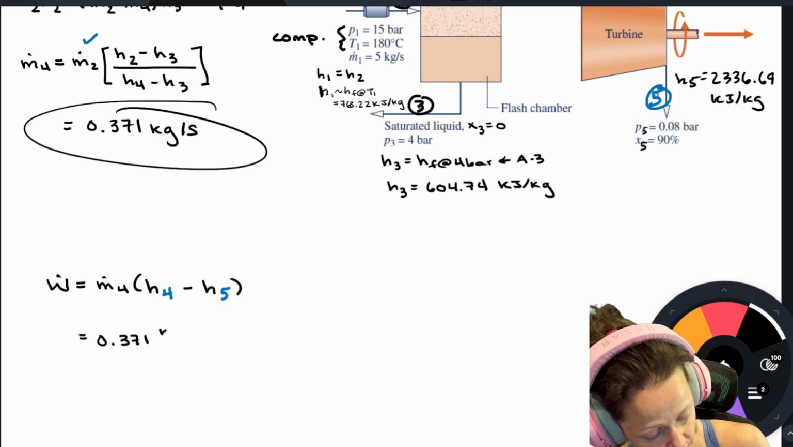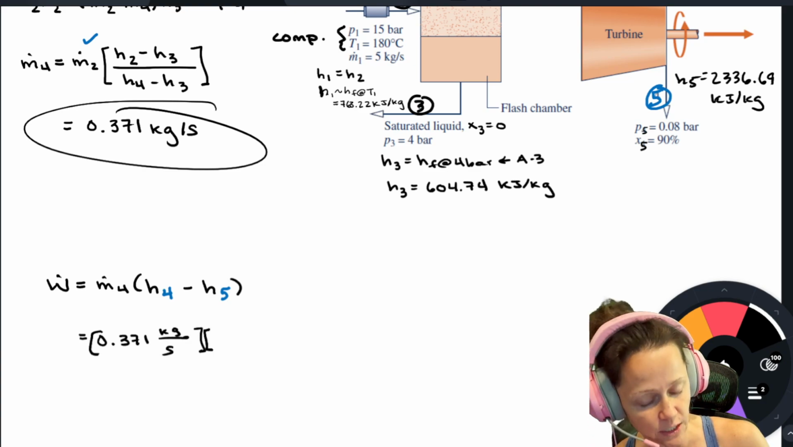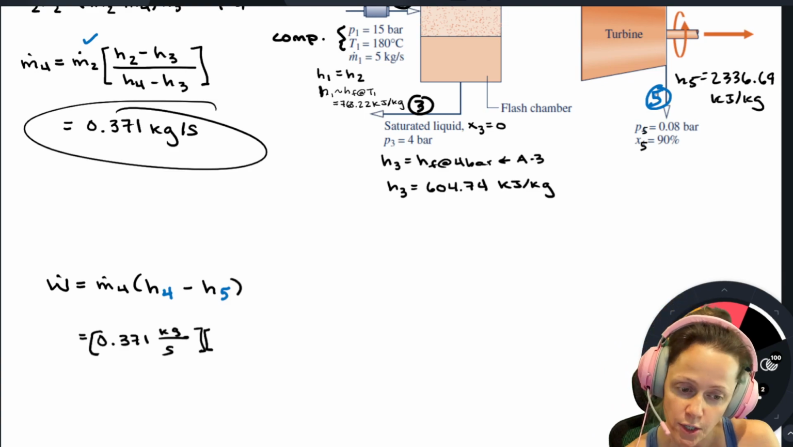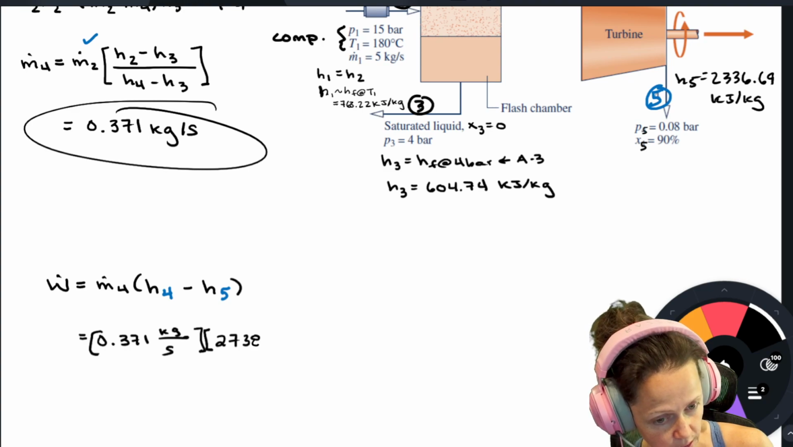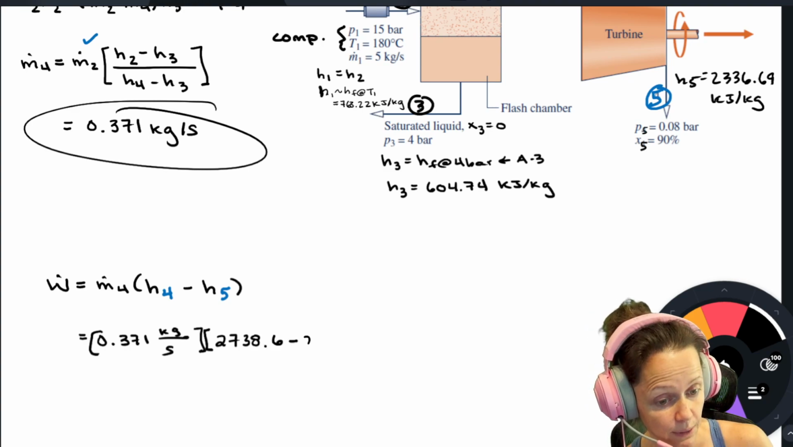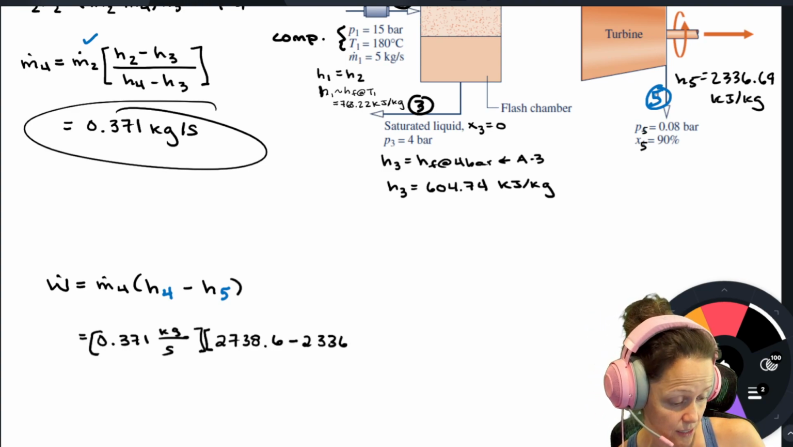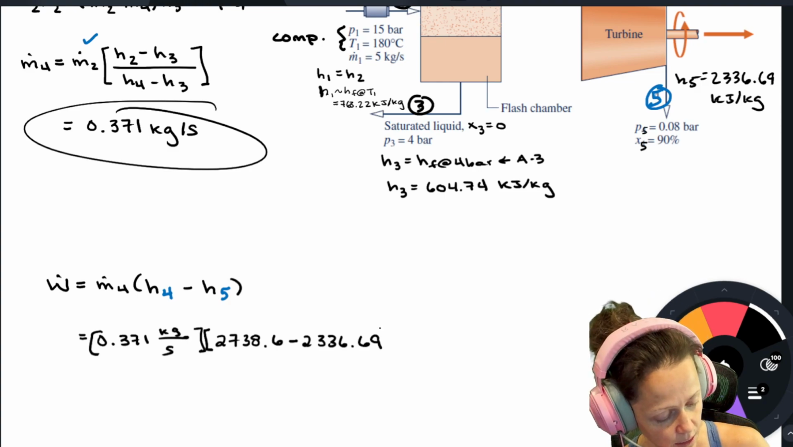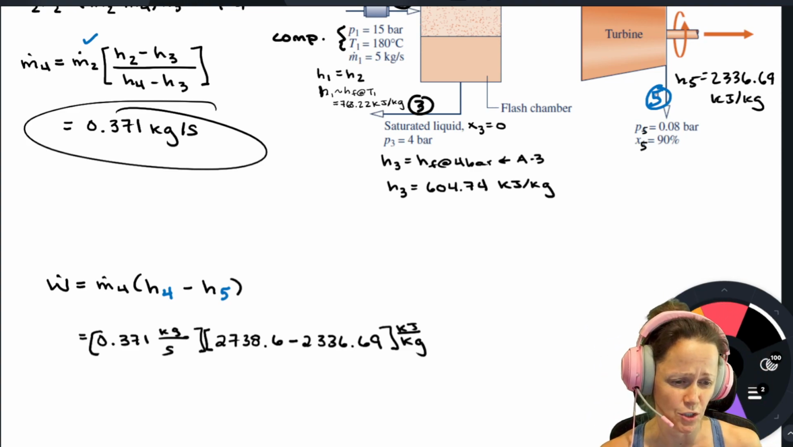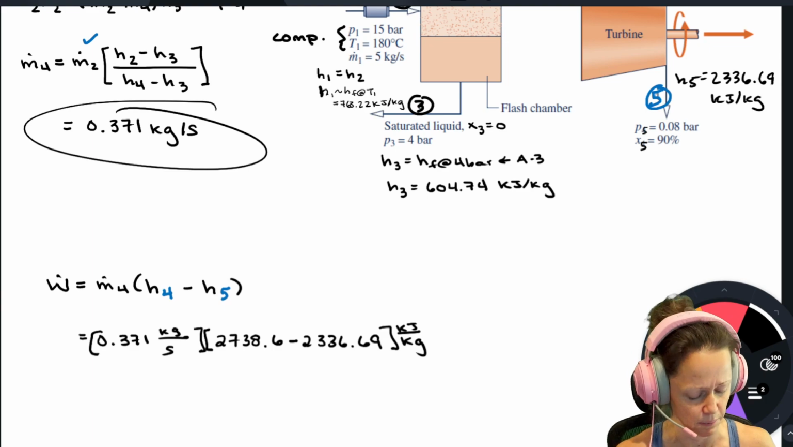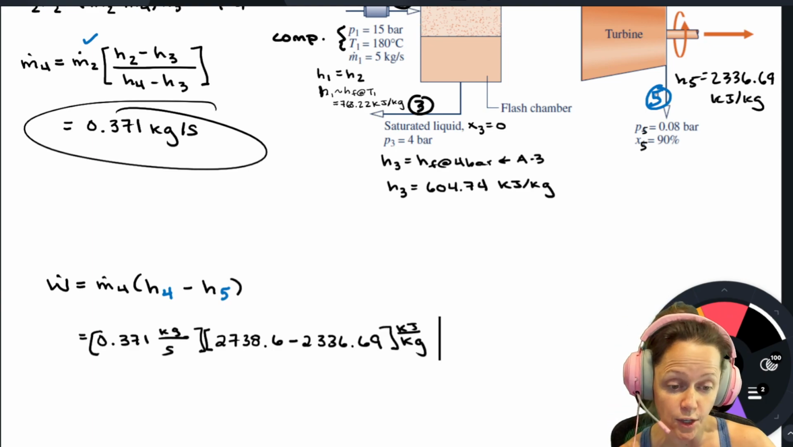So I've got 0.371 kilograms per second. And now let's plug in those h4 and h5 numbers. So I have 2738.6 minus 2336.69. This is in kilojoules per kilogram. But unfortunately, we do need it in terms of horsepower, I believe. And there is a unit conversion.